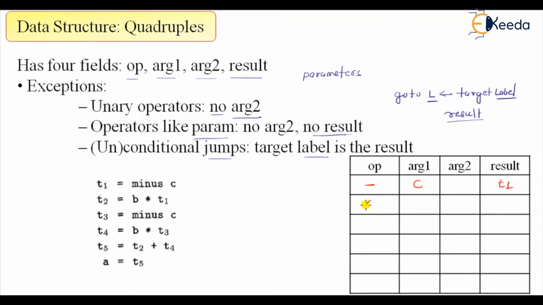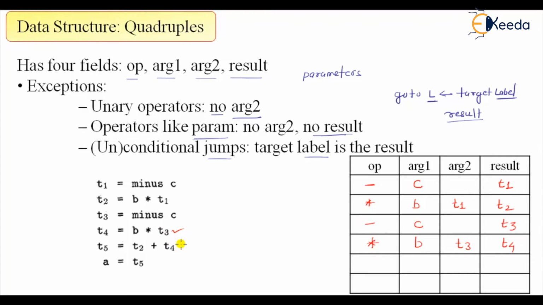Here we have the operator multiplication. Argument 1 is B, argument 2 is T1, and the result is in T2. Then again minus C: there is a minus, only argument 1, that is C, and the result is in T3. T4 is the result of another multiplication, where argument 1 is B, argument 2 is T3, and the result is in T4.